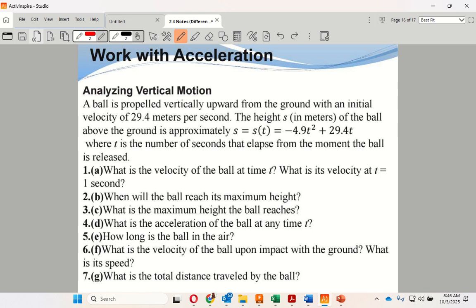So next one. When the ball reached its maximum height. So if we're throwing it up, think about it. If we're throwing it up, at maximum height, what do you think is going to happen right there? Perfect. Exactly. When you throw it up, at the maximum height, it's going to start coming down. So the slope at that point is going to be 0. So I need to take my derivative and set it equal to 0.